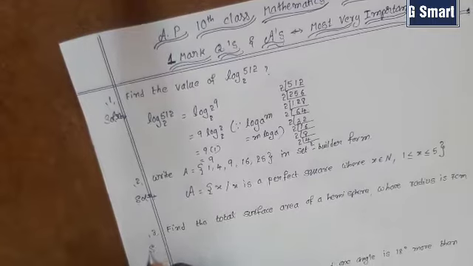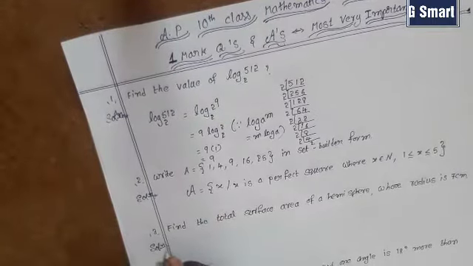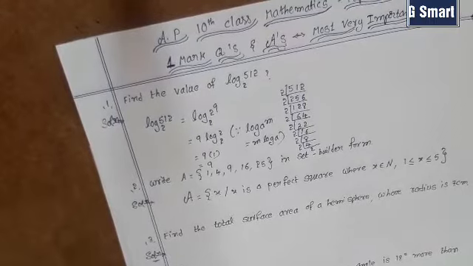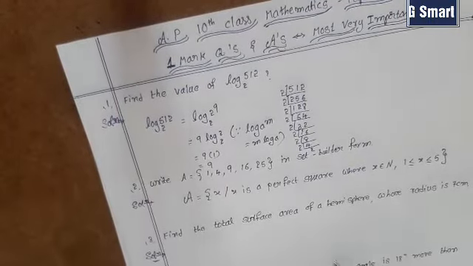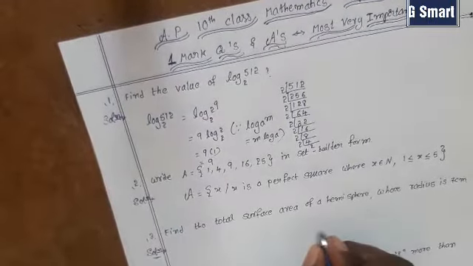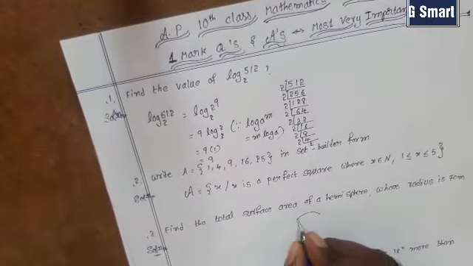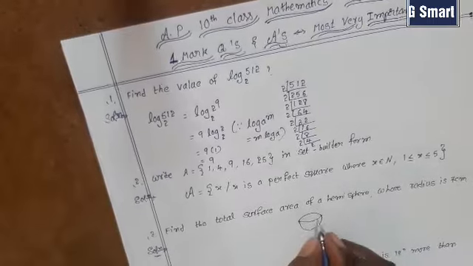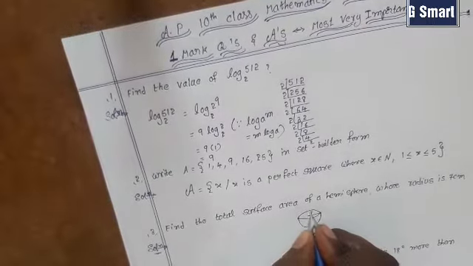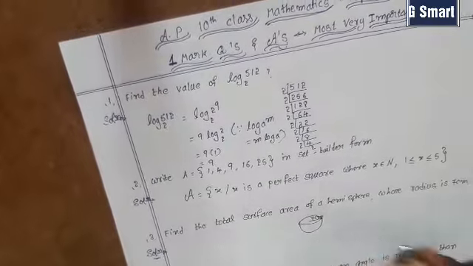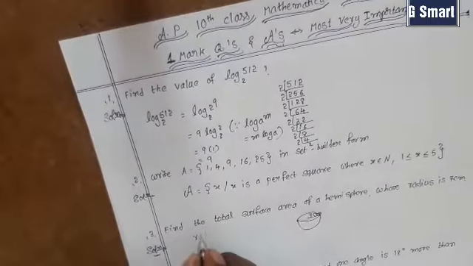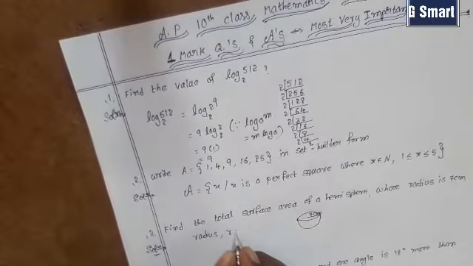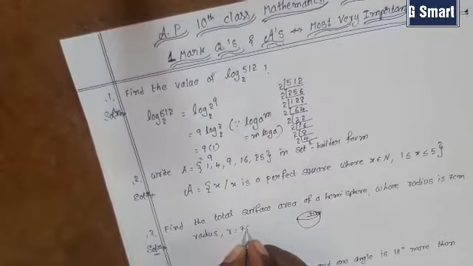Now third solution. Find the total surface area of a hemisphere whose radius is 7 cm. First of all we have to draw a diagram, then we can easily understand the answer. This is a hemisphere, they have given 7 cm radius. So radius r is equal to 7 cm.